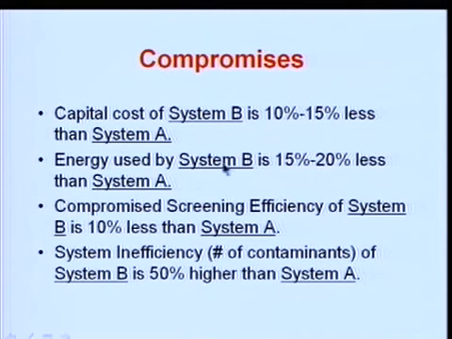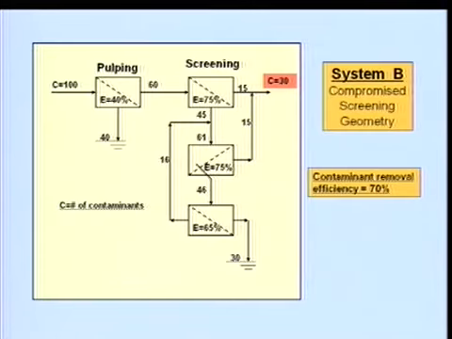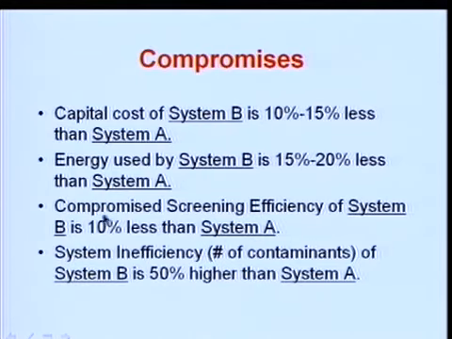Second, energy used by system B is 15 to 20% less than in system A. Why? Because we could use a smaller primary screen in system B right there, because we have a smaller flow stream coming into the primary screen. However, we have compromised: screening efficiency of system B is 10% less than system A.